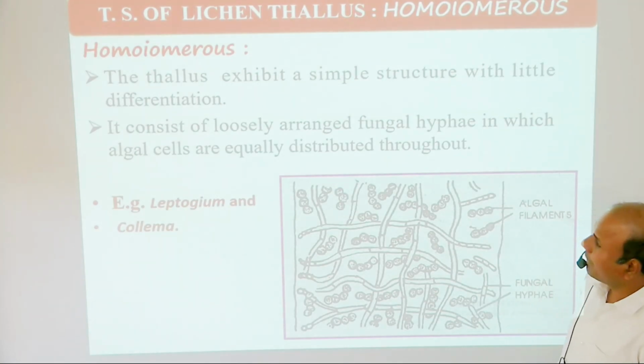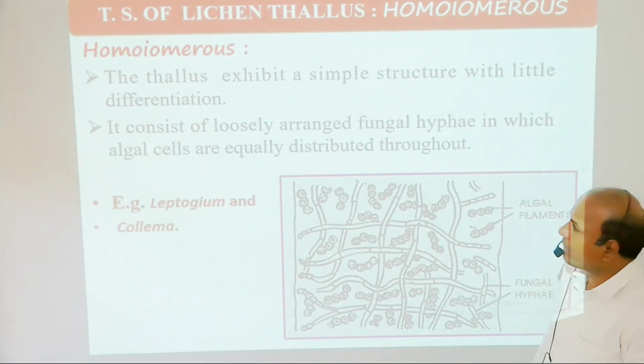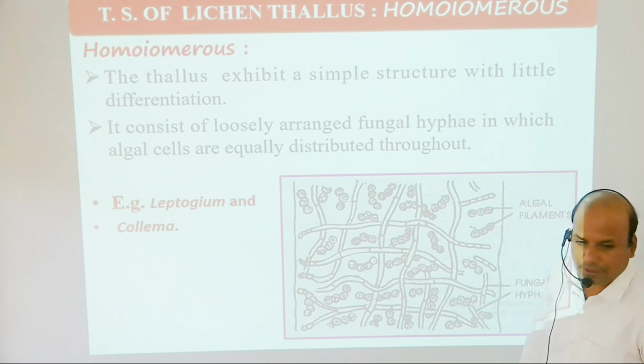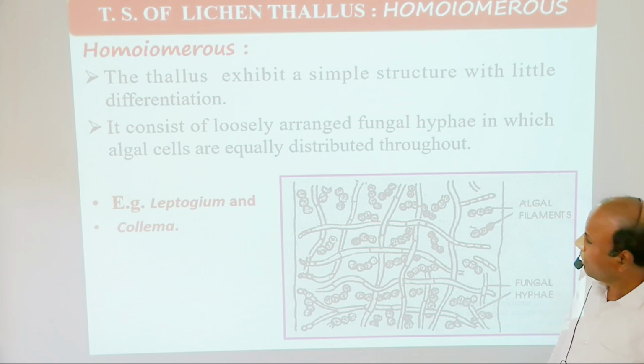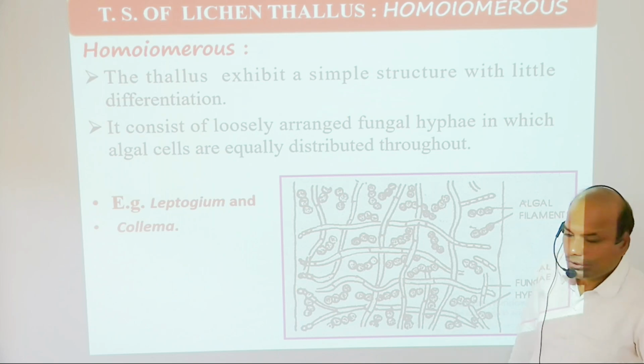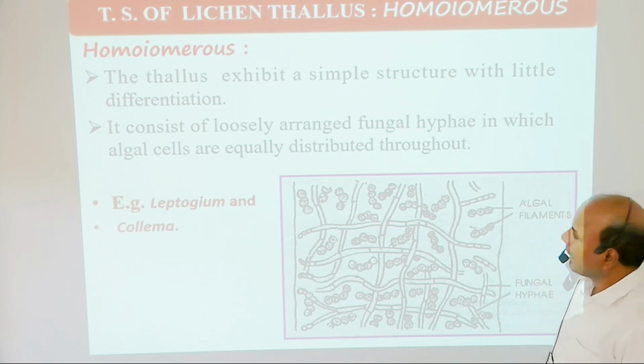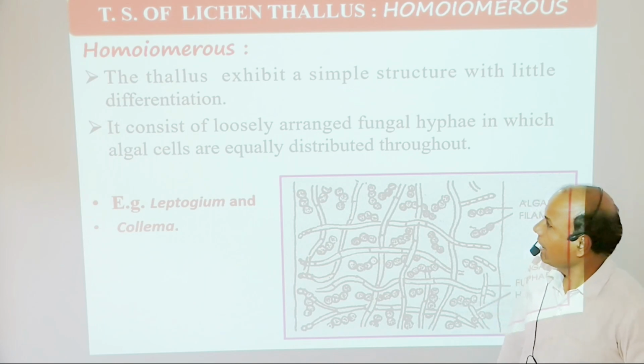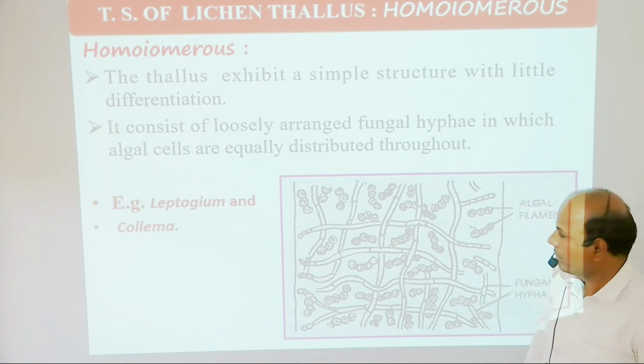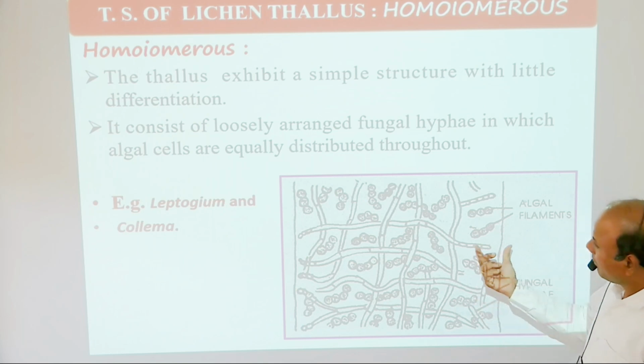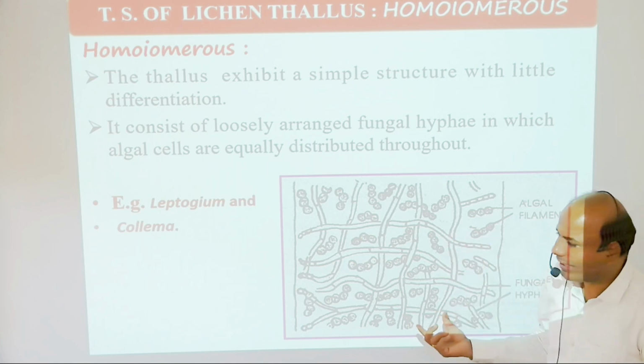So what about homomerous? In case of the homomerous thallus, the thallus exhibits a simple structure with little differentiation. It consists of loosely arranged fungal hyphae in which algal cells are equally distributed throughout. You can see here images in which both components are involved.